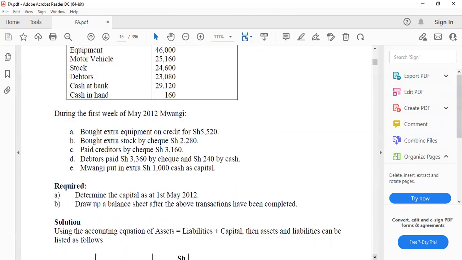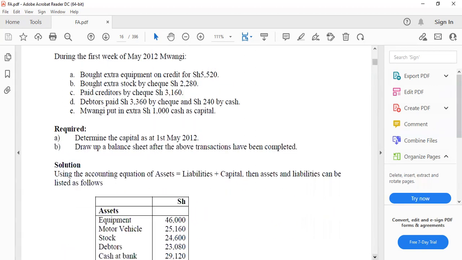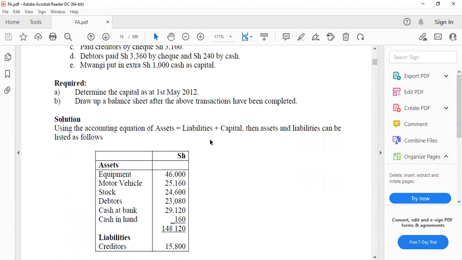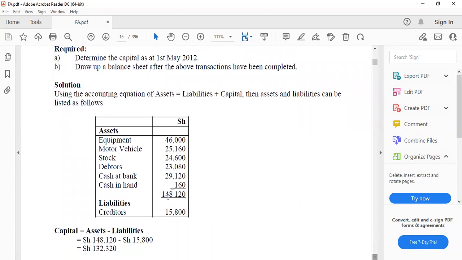Therefore, using the accounting equation, assets is equal to liabilities plus capital, then assets and liabilities can be listed as follows. All these are assets, 148, 120, liabilities are these. Therefore, the difference will give me the amount of capital. Then you are told to draw up a balance sheet after the above transaction.